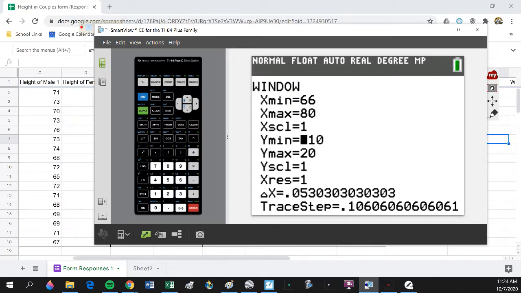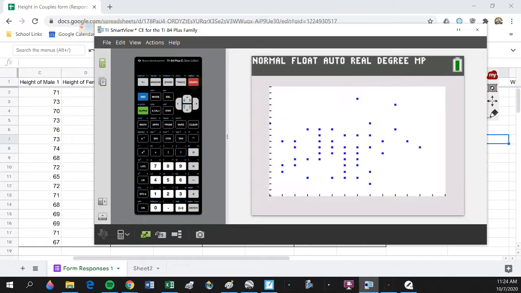Shortest female. Were there any 50s? 59. So let's do 57. Tallest female. So let's do 75. And then I push graph.